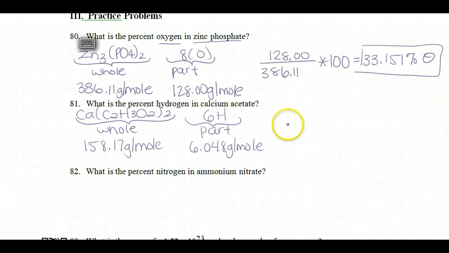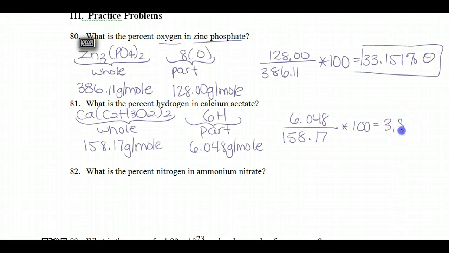And so we take the 6.048 over the 158.17, and again, don't forget to multiply by 100. We plug that into our calculators, and we've got 4 sig figs here, so we are going to get 3.824% hydrogen.